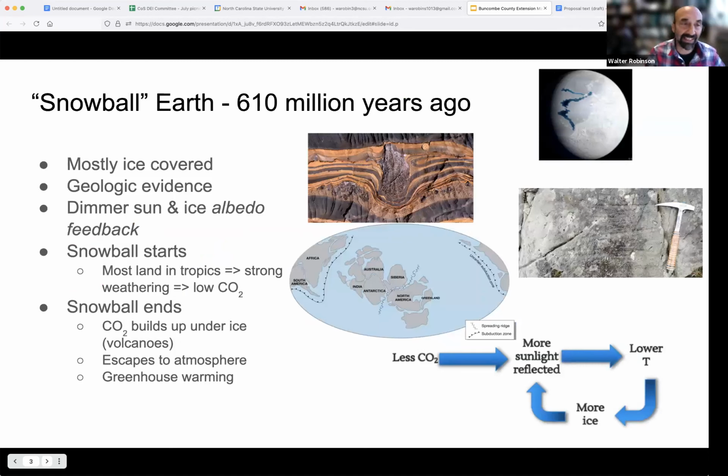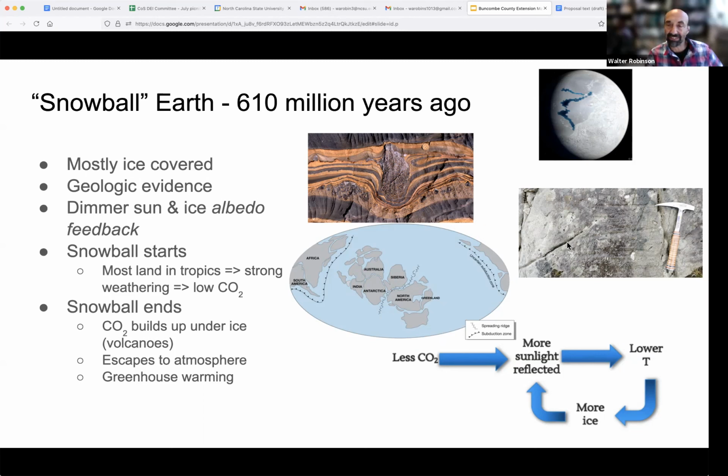So let's go back to this idea of Snowball Earth. I started graduate school in 1979, and this has all emerged since then. This is pretty new stuff scientifically. What was discovered was lots of geological evidence that there was a period around 610 million years ago. There are actually a couple of episodes like this where the Earth was mostly covered by ice.